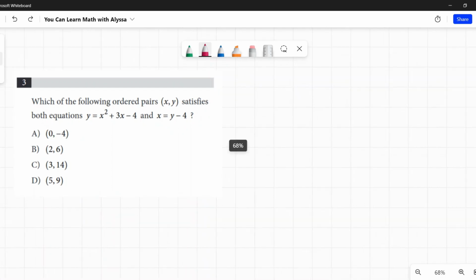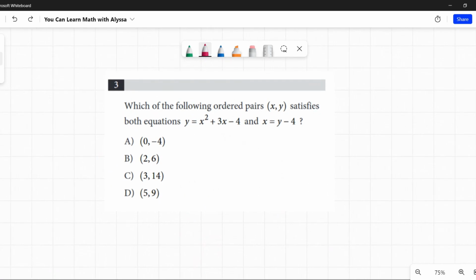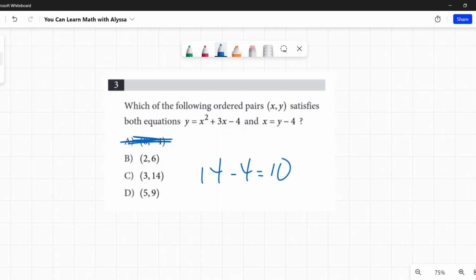All right, I'm going to zoom in just to make this a little easier. X equals y minus 4. Okay, first one, negative 4 minus 4. Is that 0? No. Negative 4 minus 4 is negative 8. So this one is out. Okay, B, again, we're doing y minus 4 to get the x. 6 minus 4, does that equal 2? Yes, it does. B is still in the running. C, 14 minus 4, does that equal 3? No. 14 minus 4 equals 10.